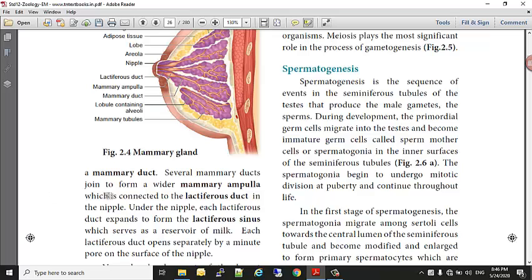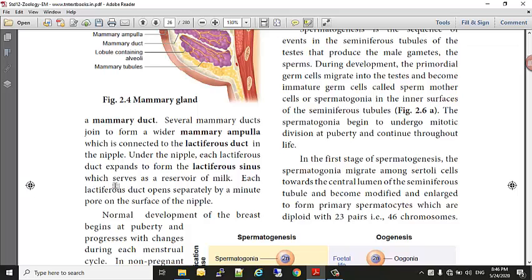Several mammary ducts join to form a wider mammary ampulla, which is connected to the lactiferous duct in the nipple. Under the nipple, each lactiferous duct expands to form a lactiferous sinus, which serves as a reservoir of milk. Each lactiferous duct opens separately by a minute pore on the surface of the nipple.